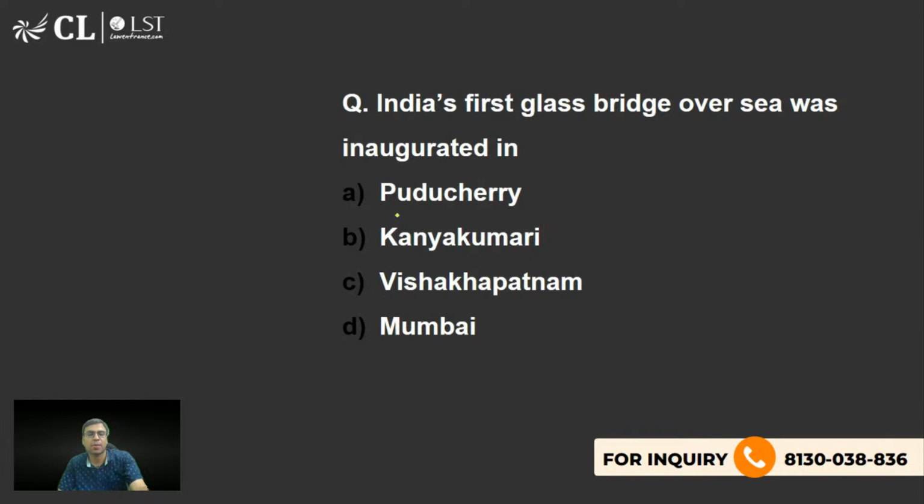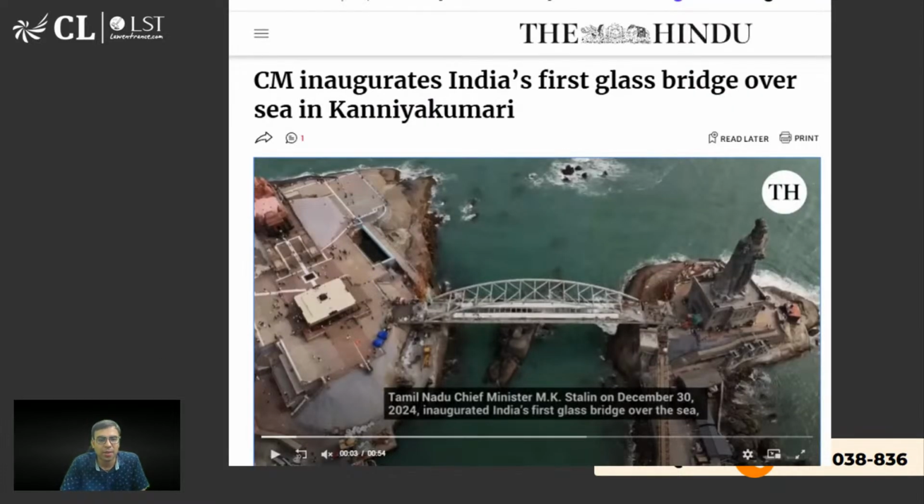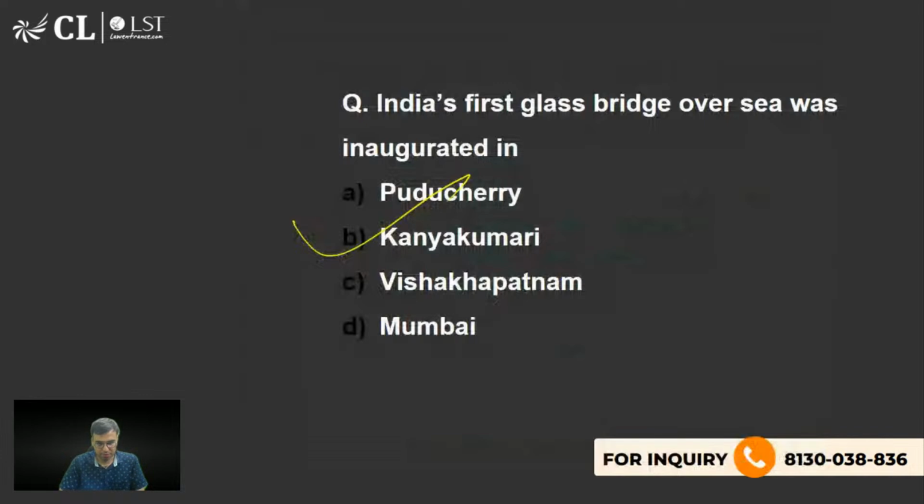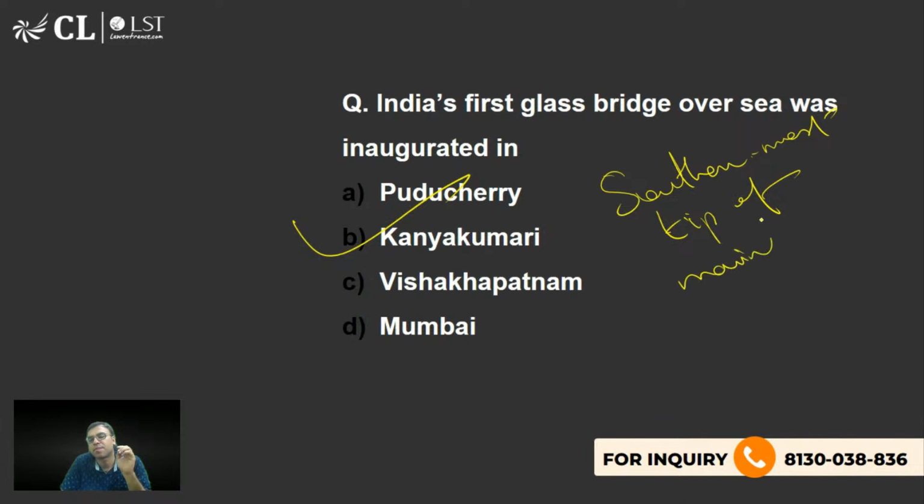So India's first glass bridge we have seen, it is in Kanyakumari. CM inaugurates India's first glass bridge over sea. समुद्र के ऊपर glass bridge inaugurate किए. And the CM is Mr. MK Stalin. Acha. If I say the southernmost tip of mainland India, then what should be the answer? And the option does not contain Kanyakumari, so the answer is Cape Comorin.